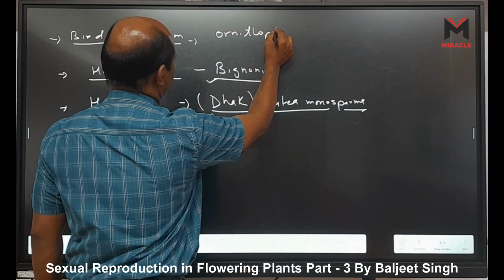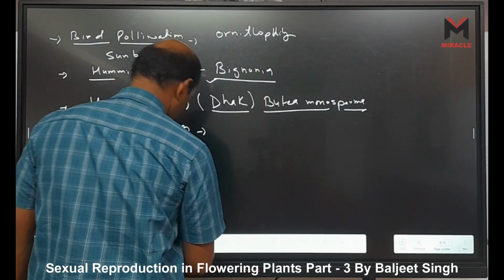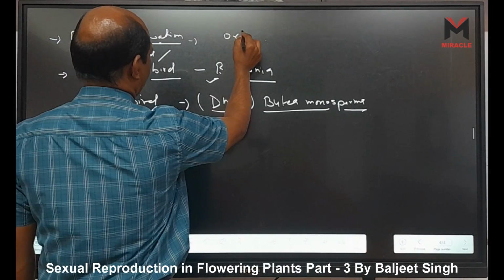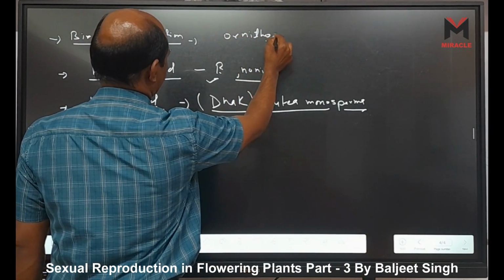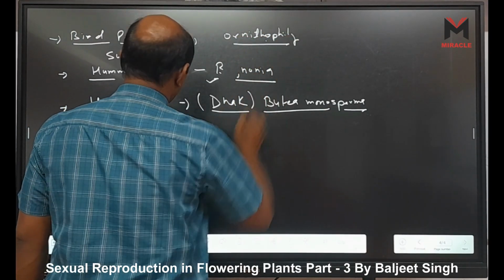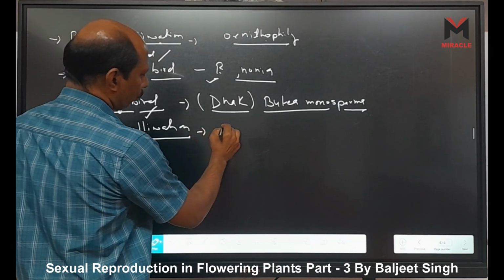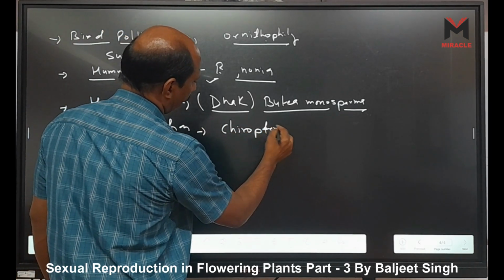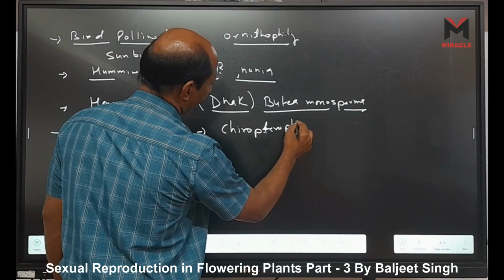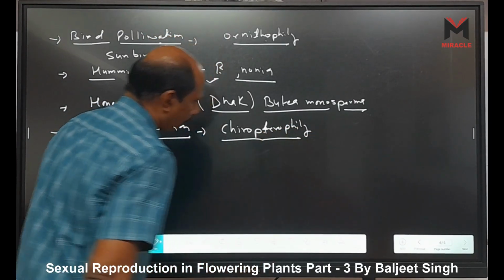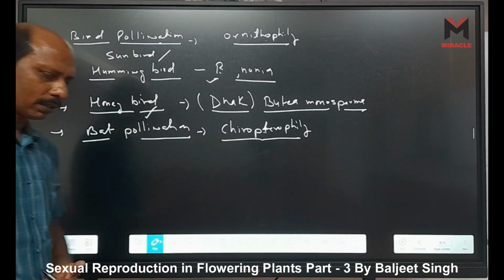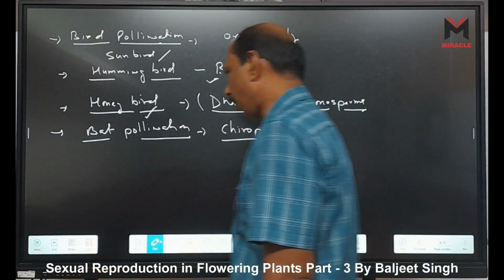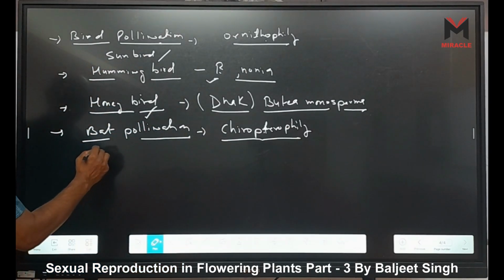ornithophily. Ornithophily, okay. And here bat pollination is what? It is called Chiropterophily, right? Mostly because we know bats move in the night, right? Night. These flowers are big flowers.